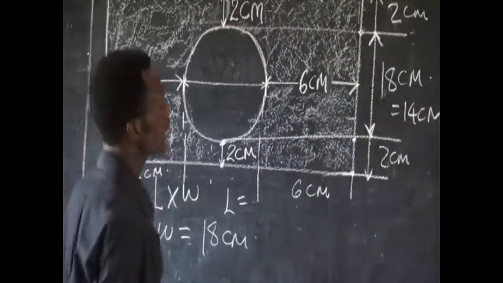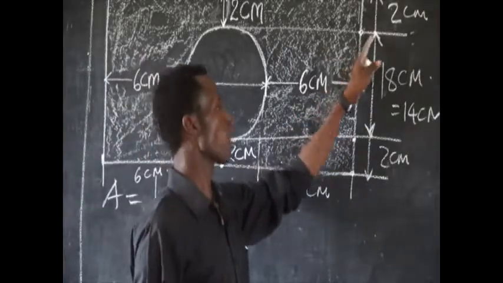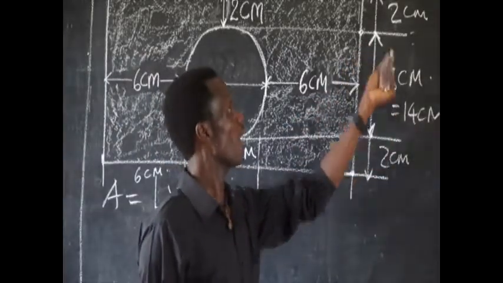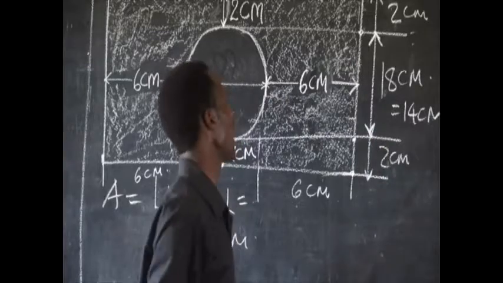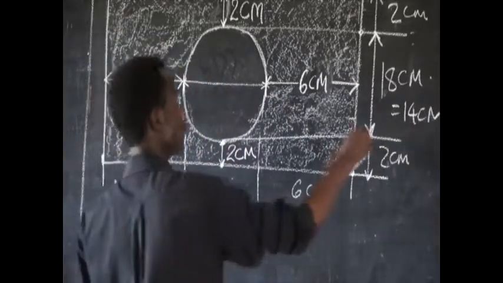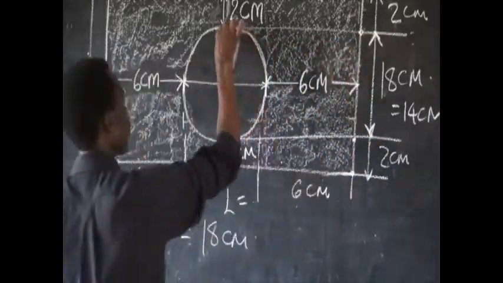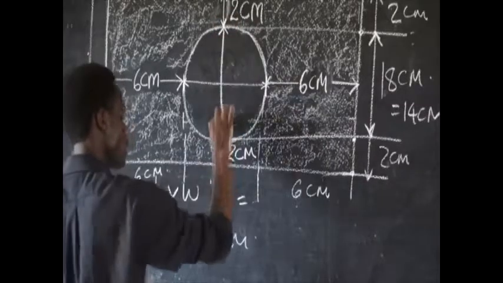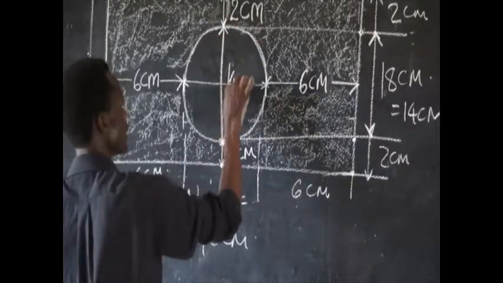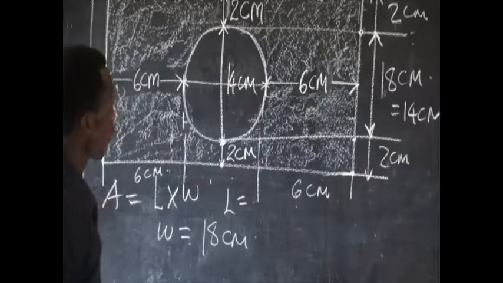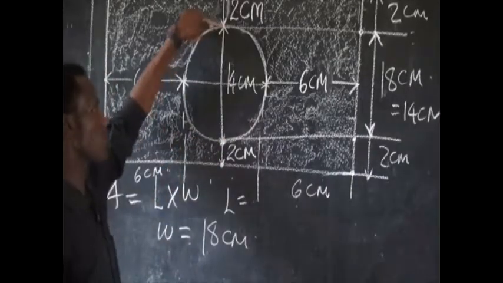Now we just want to know the distance from here to here. It's all about taking 18 centimeter minus 2, you got 14. So from here up to here it is 14, and also this distance, from here up to here, is 14 centimeter. So the distance from here up to here is 14.